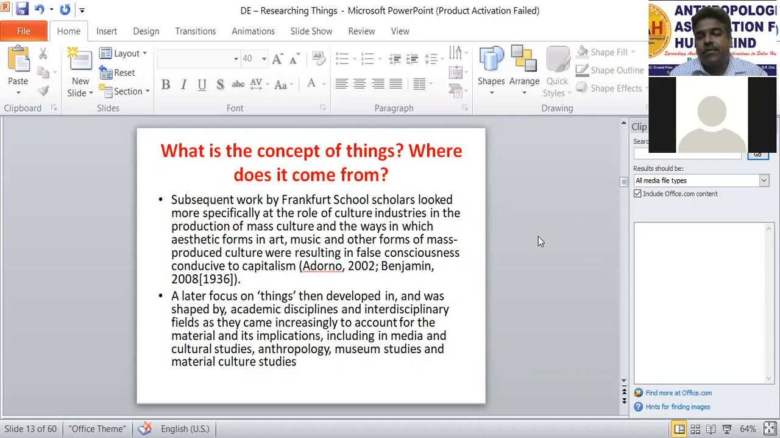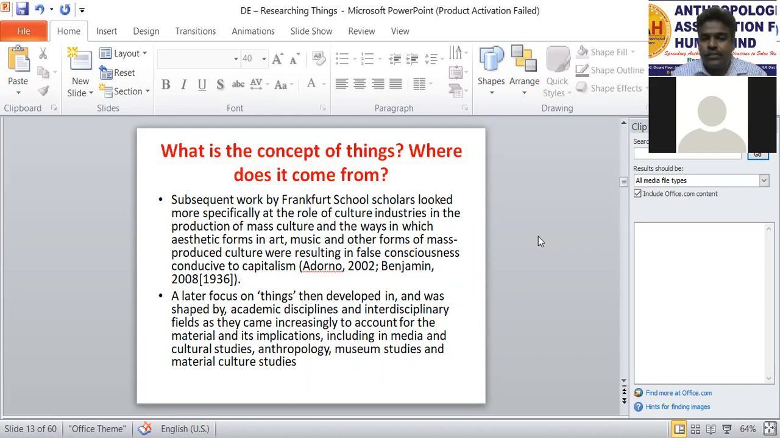Subsequent work by the Frankfurt School of scholars looked more specifically at the role of culture industries in the production of mass culture, and the ways in which aesthetic forms in art, music, and other forms of mass-produced culture were resulting in false consciousness conducive to capitalism. Adorno, Benjamin.